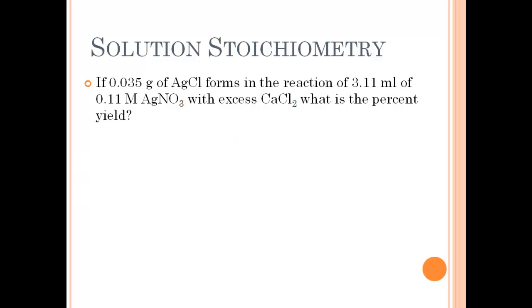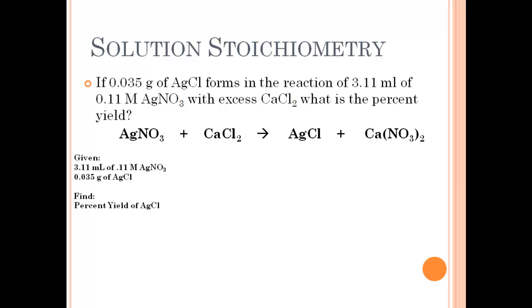Here's another one. If 0.035 grams of silver chloride forms in the reaction of 3.11 milliliters of 0.11 molar silver nitrate with excess calcium chloride, what is the percent yield? Well, we need an equation before we can go any further. So knowing that silver nitrate and calcium chloride are reacting, this is going to be a double replacement. We know one of our products will be silver chloride. It tells us that in the problem. And our other product will need to be calcium nitrate.